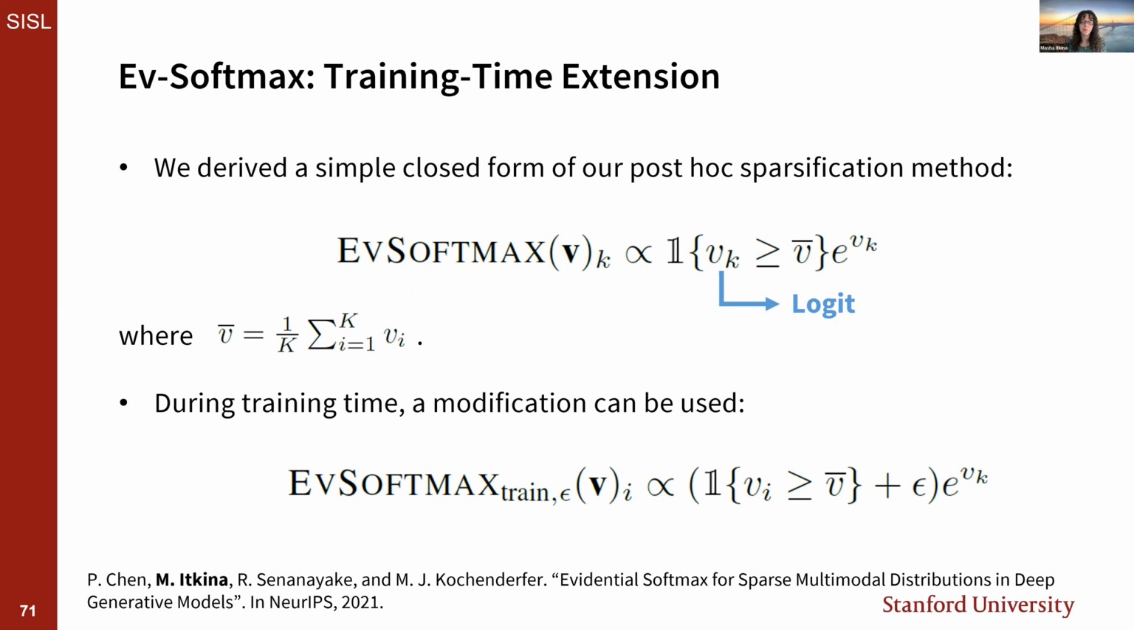Otherwise, it is pruned. We also showed that the network can be trained directly with the sparse distribution by making a small modification to the distribution during training time. We add an epsilon to the indicator function during training and return to the original version during test time.